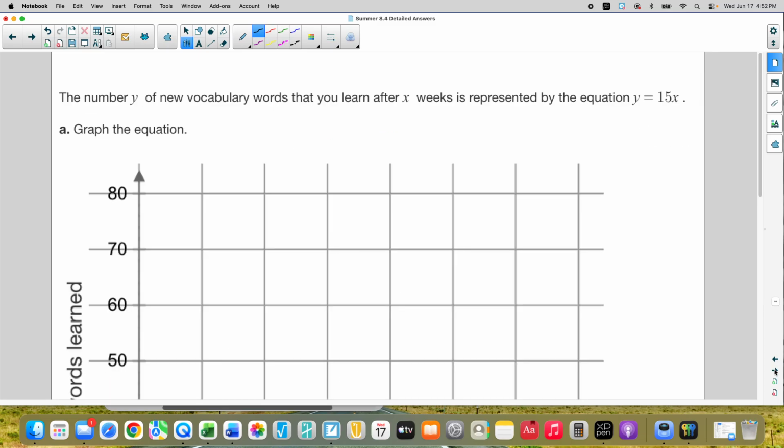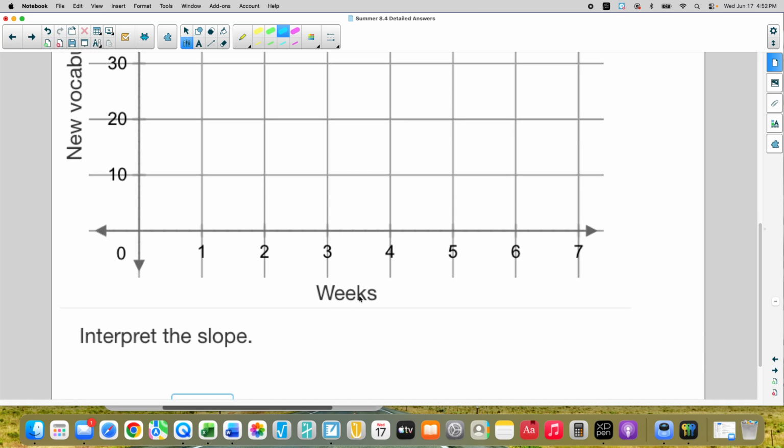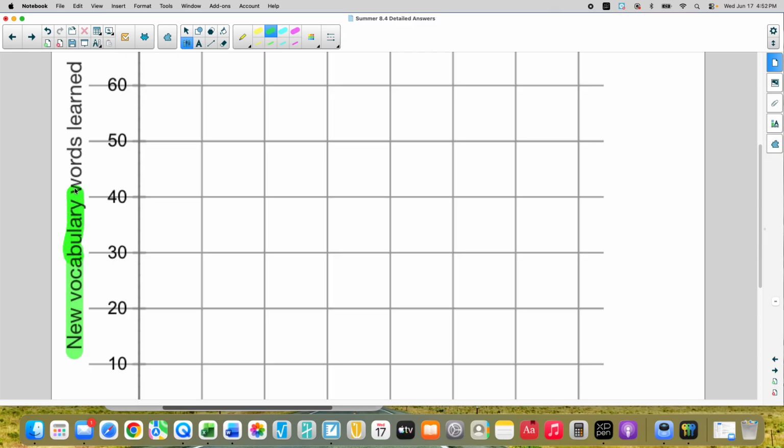All right, the number y of new vocabulary words that you learn after x weeks is represented by the equation y equals 15x. So notice that we say y is the new vocabulary words and x represents the weeks. So this is going to be weeks along the x-axis. Notice we labeled it weeks. And then our y is going to be new vocabularies on the y-axis.